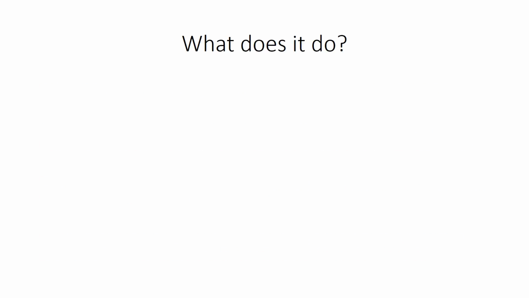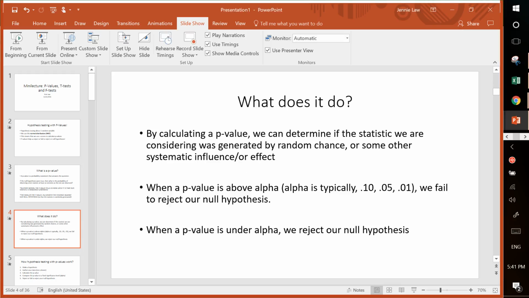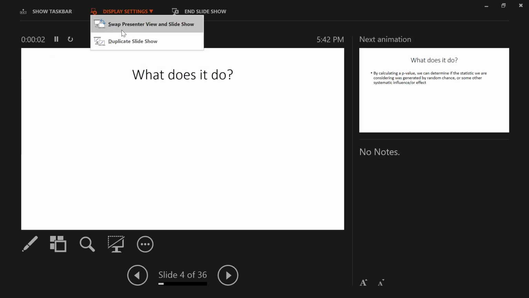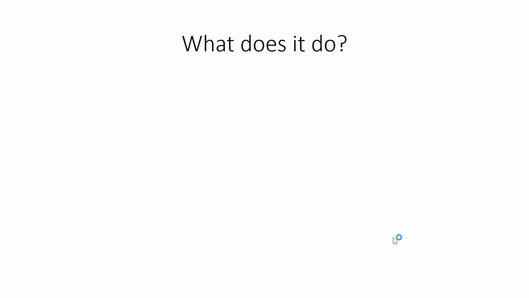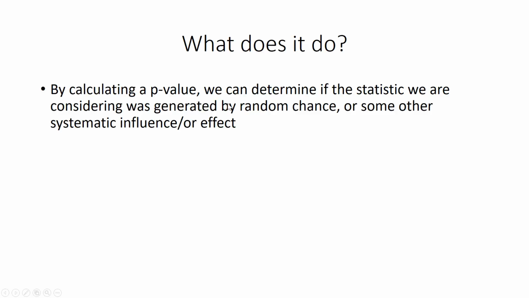So what exactly does a p-value do? Well, by calculating a p-value, we can determine if the statistic that we're looking at, which can be a mean, it can be variance, it can be a proportion, is generated by a random process or random chance, if it aligns with what we know already, or if there's something else going on under the surface, if there's some kind of systematic influence or effect that's causing the values of the variables that we're looking at.